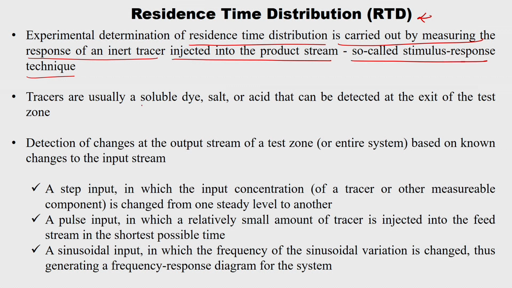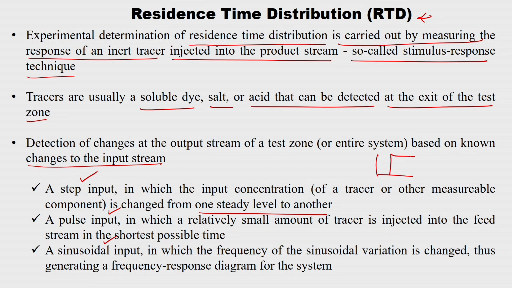The tracers are usually soluble dye, salt or acid that can be detected at the exit of the test zone. This involves detecting changes in the output stream of a test zone based on known changes in the input stream. The input may be a step input, a pulse input or a sinusoidal input. So, for a known input, what should my output stream response be? In the step input, the input concentration of a tracer or other measurable component is changed from one steady level to another.